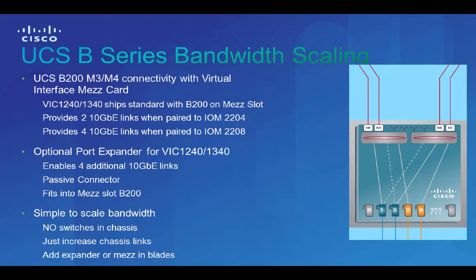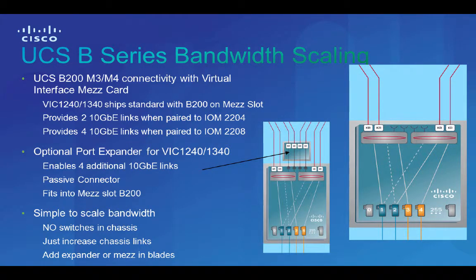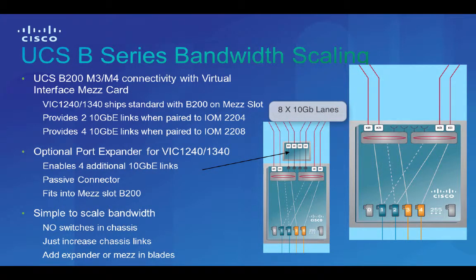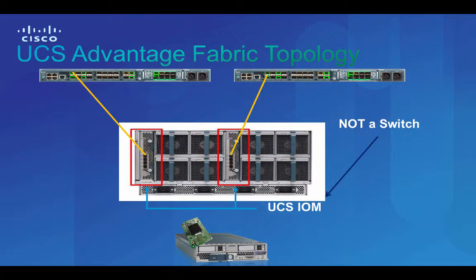With UCS, each half-width blade, for instance, is populated with an MLOM adapter that can provide 4 10 gigabit links and an optional expander or physical adapter that adds 4 more 10 gigabit links for a total of 80 gigabits of connectivity to that blade. And this can be done for every blade in the chassis. This flexibility comes with no need to learn or plan out complex in-chassis I/O mapping rules. So it's simple to scale bandwidth for a UCS blade by just increasing the chassis links and adding an expander or a VIC in the blade, again with no switches required.